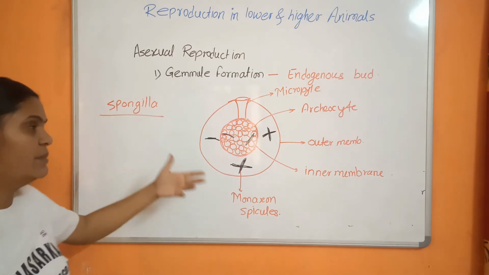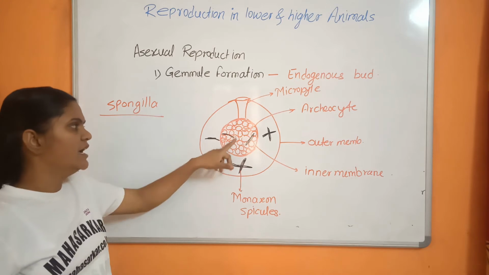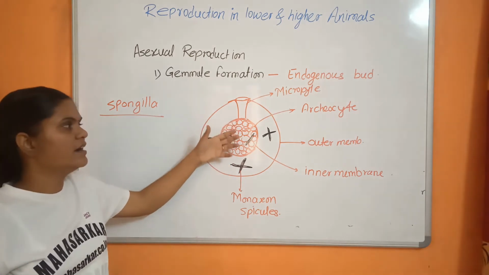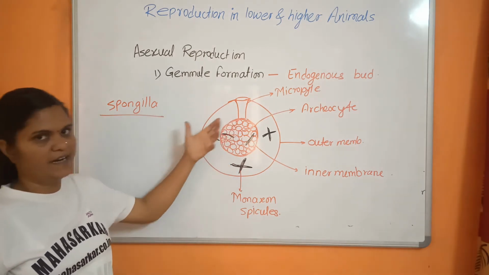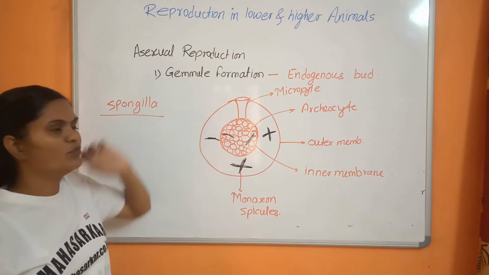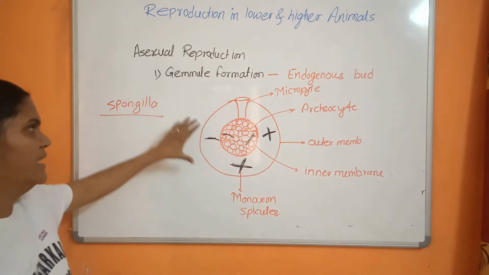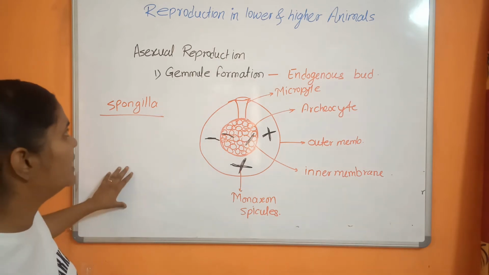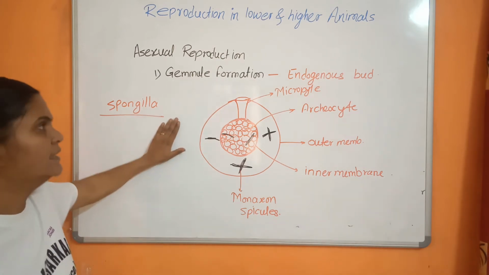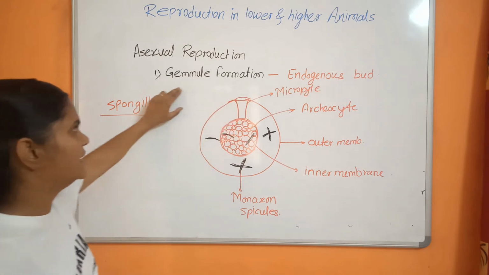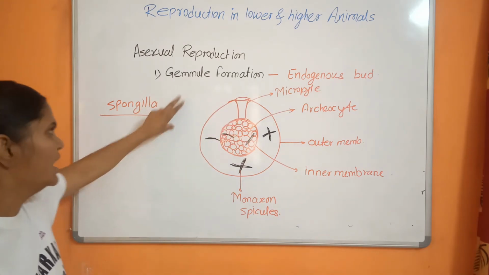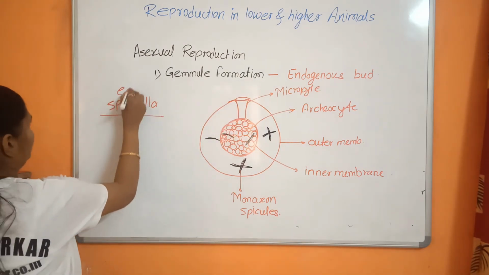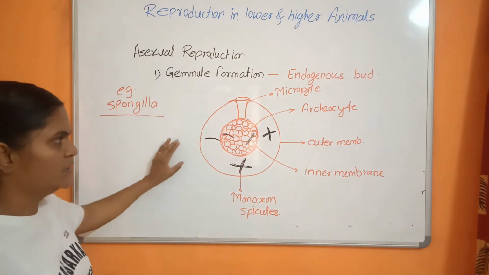And when favorable conditions return, these archaeocytes hatch and are released out from the micropyle and produce new organisms. So it is a very simple type of budding, that is endogenous budding, that is gemmule formation. Understand? Example of gemmule is Spongilla.